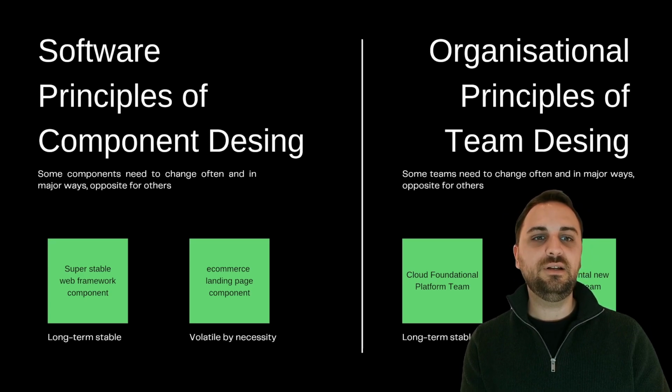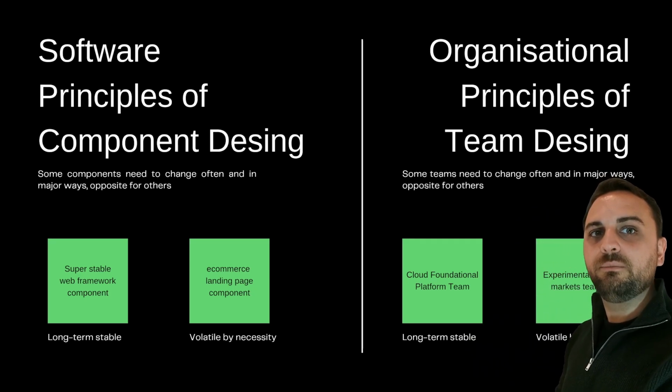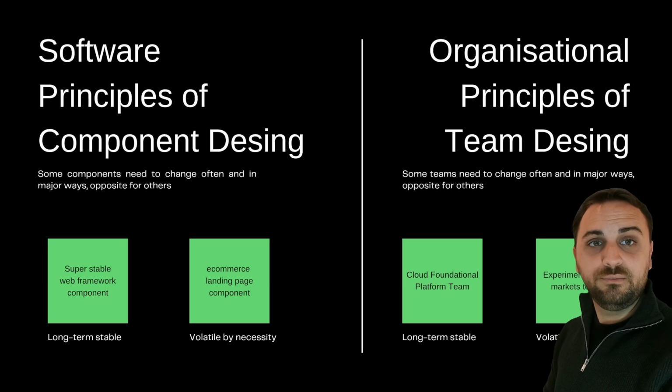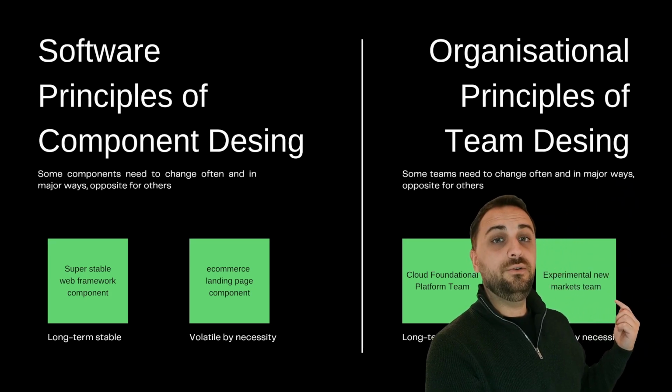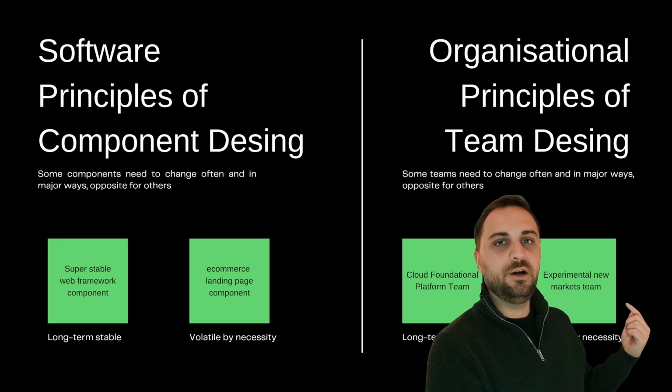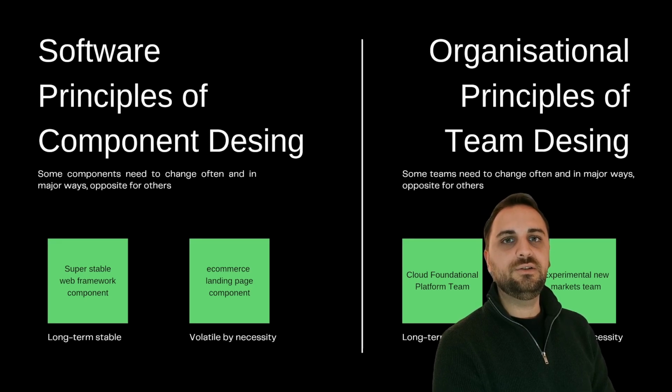And then you have things that are through the reverse Conway side, right? So like we have that foundational platform team. They should be offering stuff that's long-term stable. Then we have volatile by necessity, experimental new markets. We don't know. It's experimental. It's new markets. We have to prove it. We have to look at this like completely new discovery. Everything's going to change. Nothing's stable here.